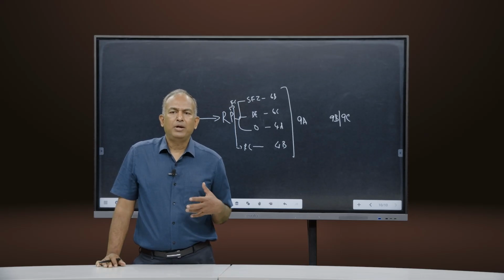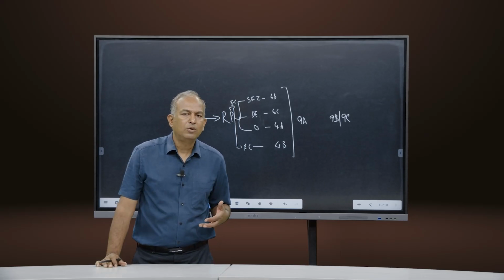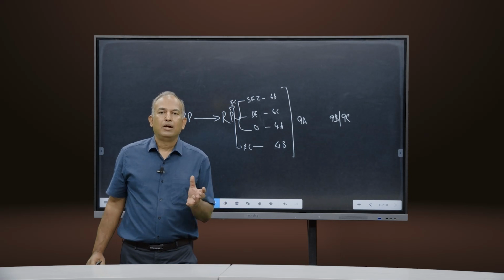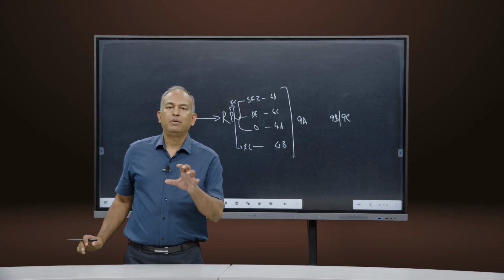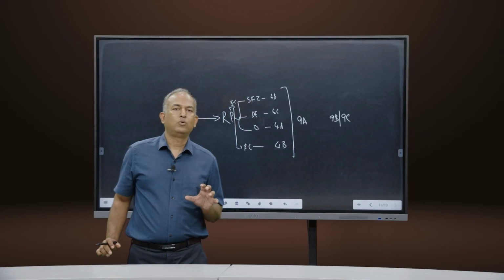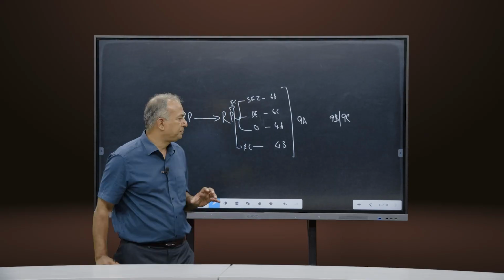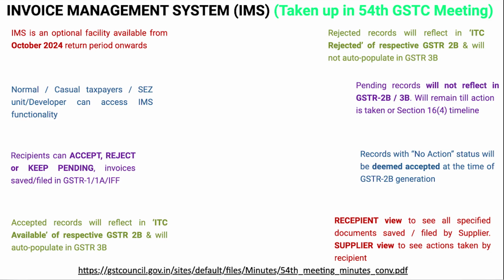Now, the endeavor going forward is that we understand which tables auto-populate into the respective tables of your GSTR 2A and GSTR 2B, pertaining to the invoice management system. This is a brief of the invoice management system, which I spoke to you about at length yesterday also. Here is what you will see in the invoice management system.